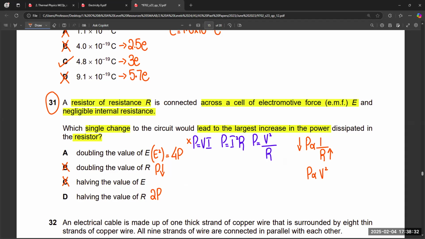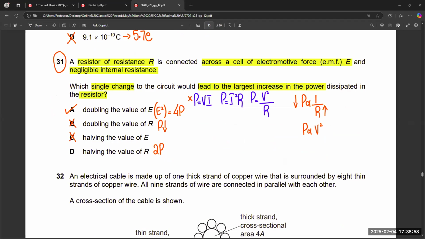So it means option A is the best choice because it gives you the greatest change or the largest increase in the power dissipation in the resistor, right? So we just need to relate with the basic idea of the power formula with respect to resistance. Okay, next question.